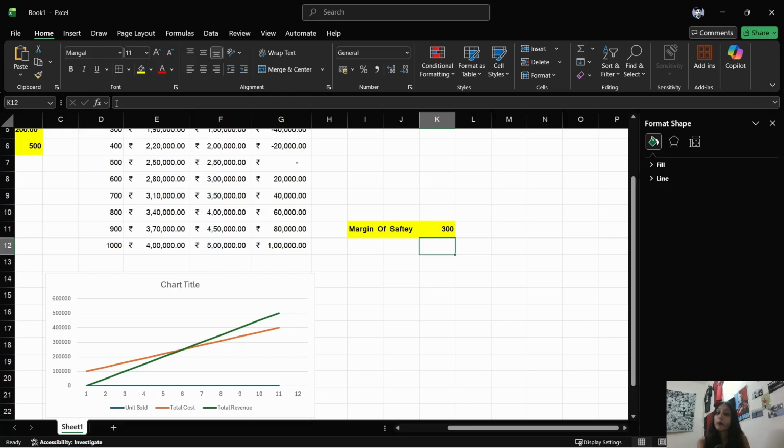This means the company can afford to lose sales of up to 300 units before it reaches the break-even level. It's a measure of how safely the company is operating above its cost level. So that's how you create a break-even analysis model using Excel.